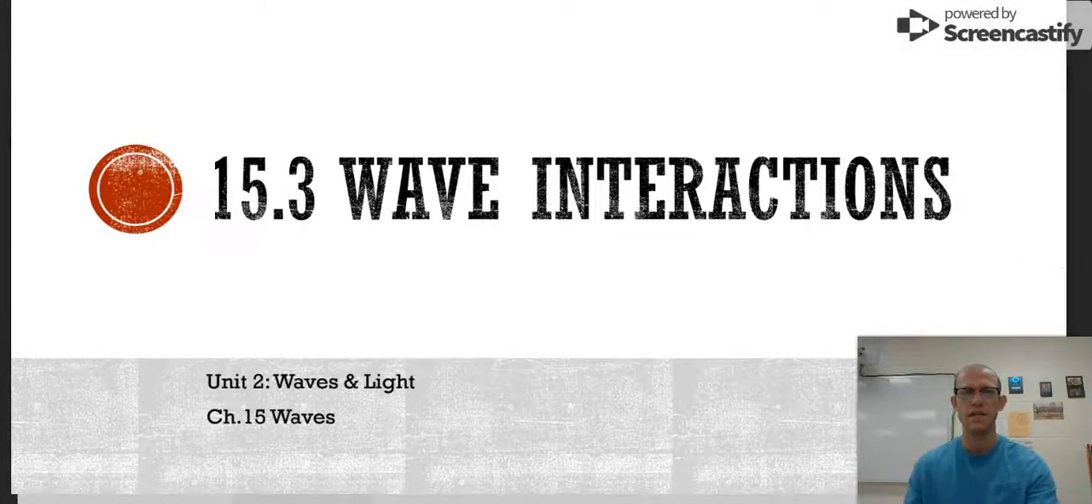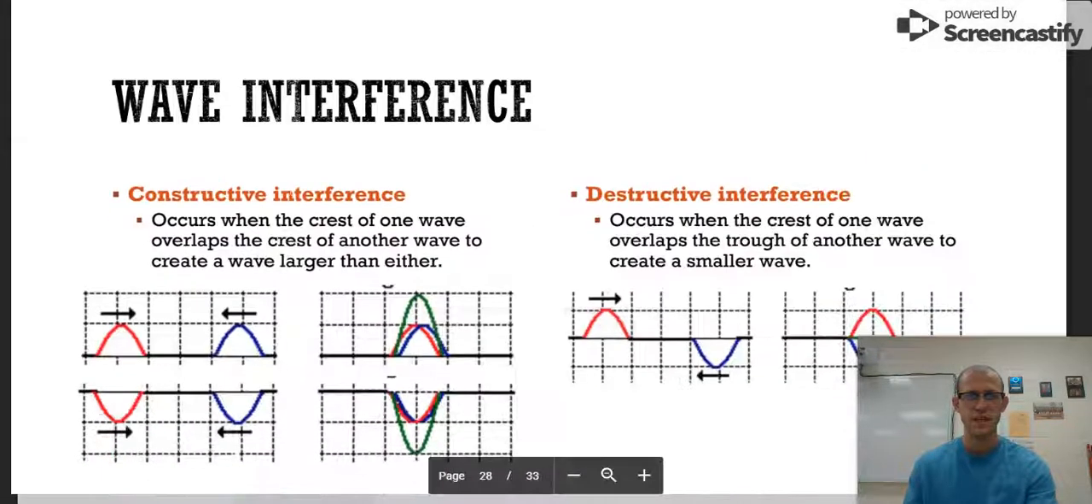We're talking about the last section of Chapter 15, which is wave interactions. The very first part about wave interactions is wave interference. When two waves combine, so you have one wave traveling this way, another wave traveling that way, what happens when they interfere with each other? There is constructive and destructive interference.